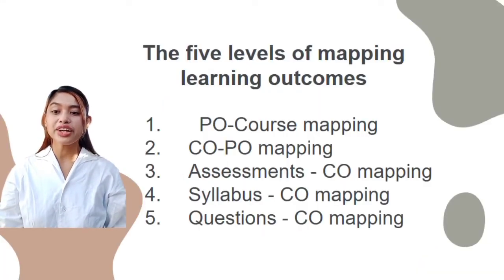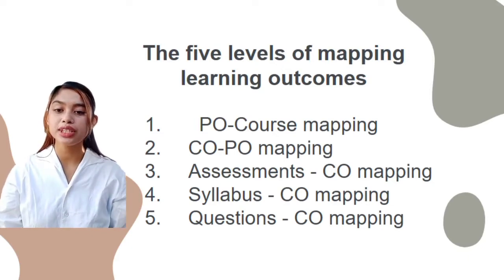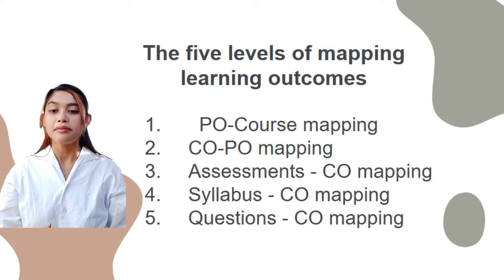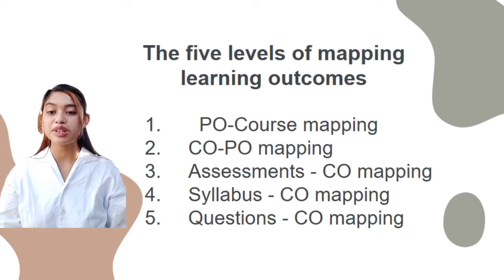So, while there is strictly no right or wrong way to handle the mapping process, we understood that each of the approaches might also have strengths and weaknesses of its own. So, the 5 levels of mapping learning outcomes are as follows.